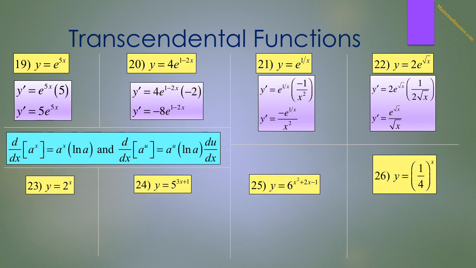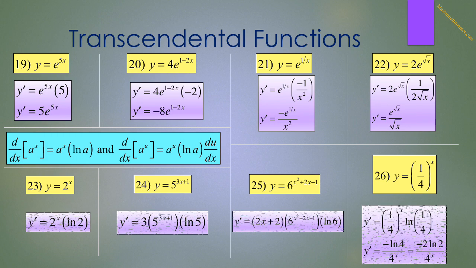In problems 23 through 26, you are given equations in the form of some constant to a power and are asked to find the derivative using the rule above. In 23, you are given y equals 2 to the x, and the derivative is 2 to the x, natural log of 2. In 24, you're given y is equal to 5 to the 3x plus 1. The derivative has three pieces to it. 5 to the 3x plus 1 times 3 times the natural log of 5.